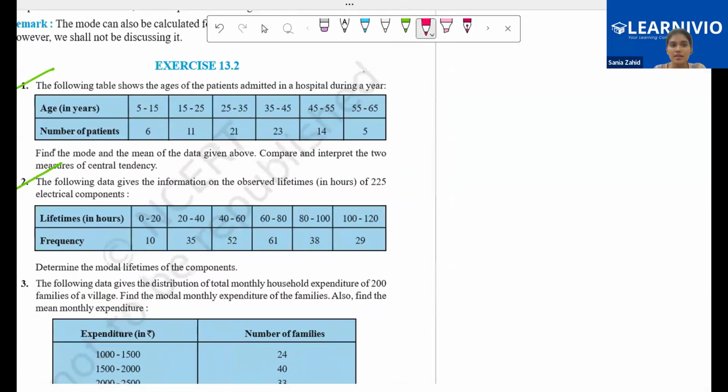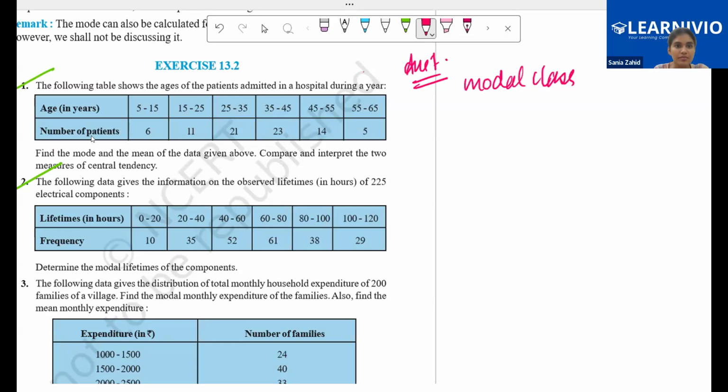Okay, so the first one says the following table shows the ages of the patients admitted in a hospital during a year, and age is given, number of patients is given. So tell me, how will you do it? First of all, tell me what is the modal class? Put on your mic, Umair. 35 to 45.